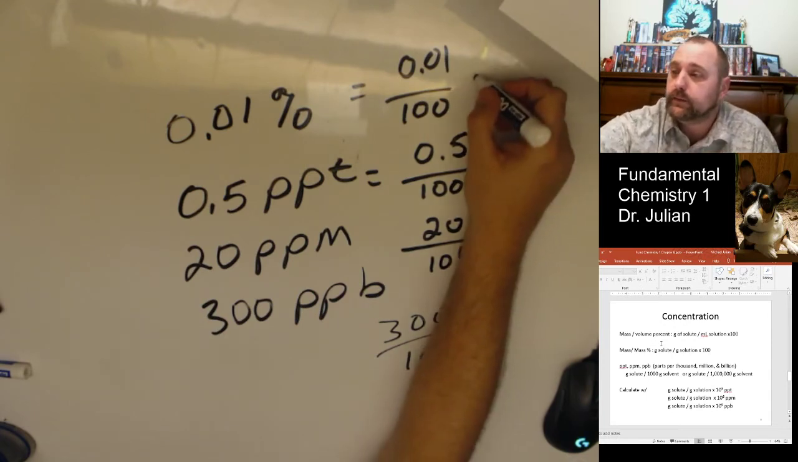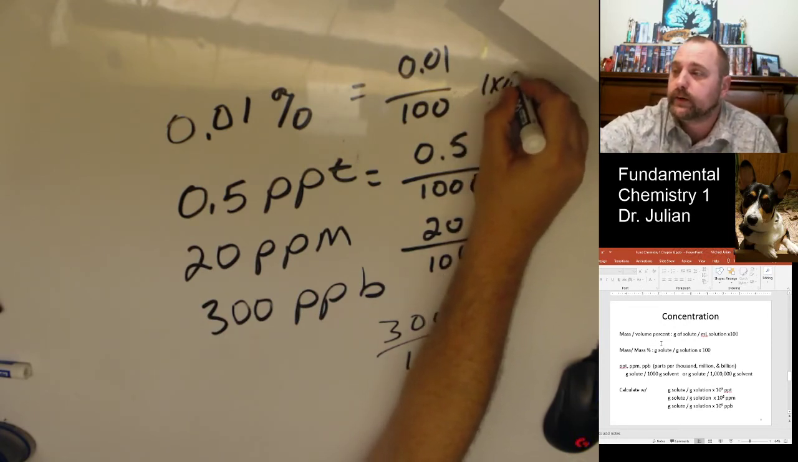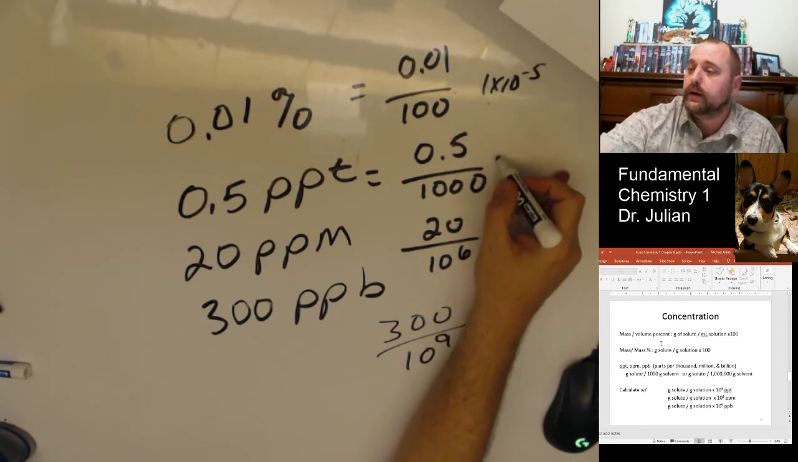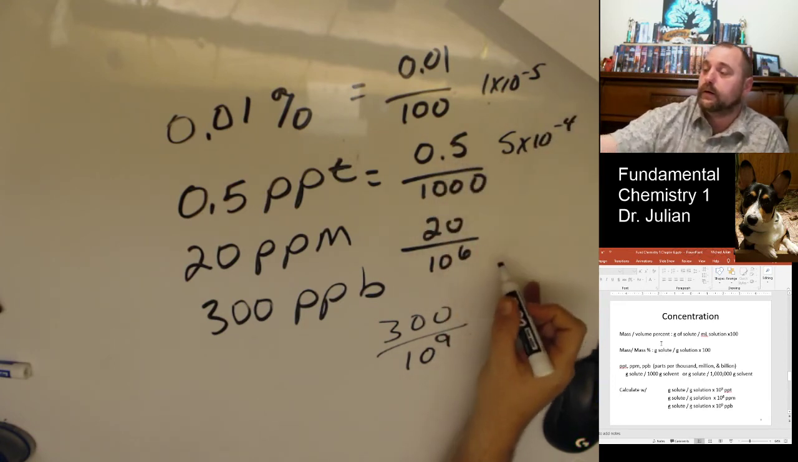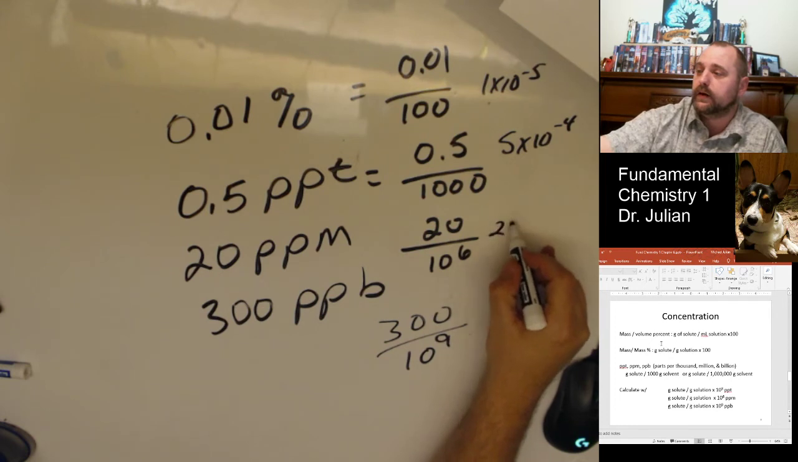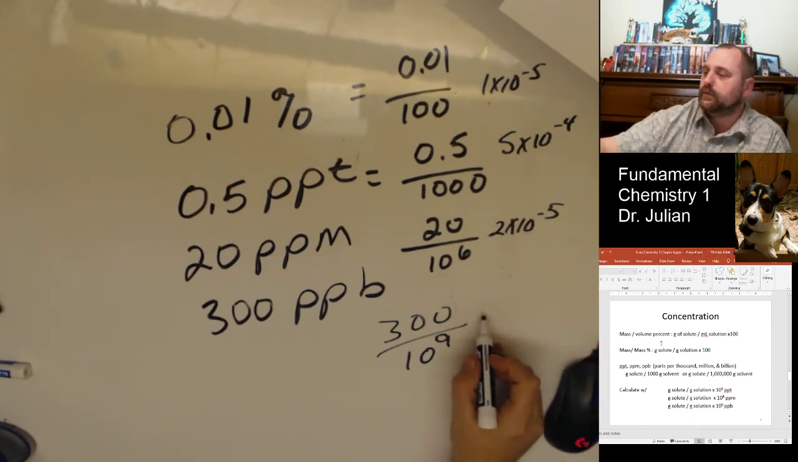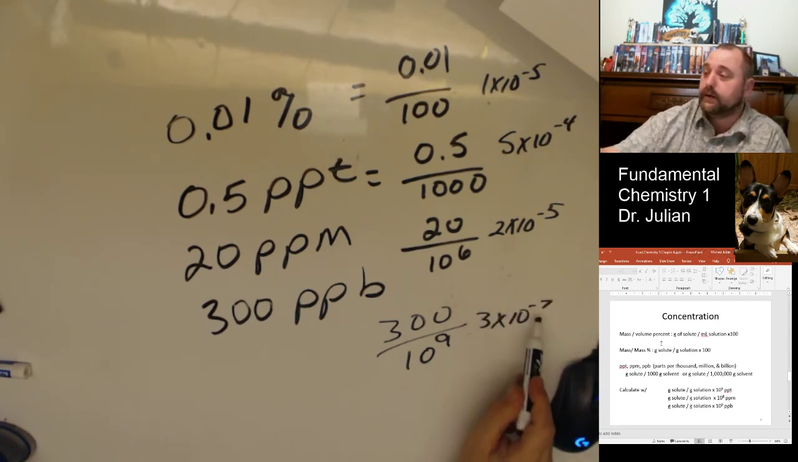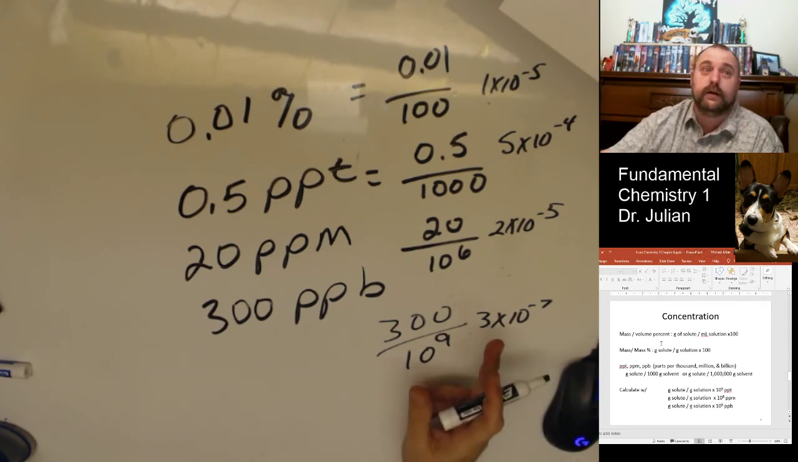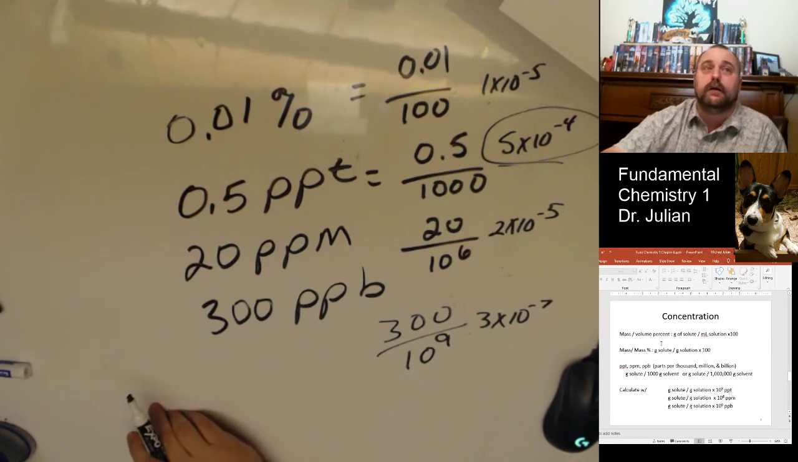So let's see, this would be 1 times 10 to the minus 5th. This would be 5 times 10 to the minus 4th. This would be 2 times 10 to the minus 5th. This would be 3 times 10 to the minus 7. Remember these negative exponents? The smaller that negative is, the bigger the number is. So this one's actually my winner. This is the biggest, highest concentration.